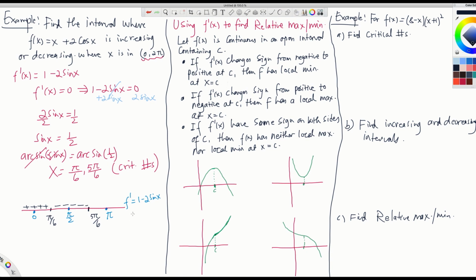Now let's plug in pi. So 1 minus 2 sine pi. Sine pi is 0, right? So 1 minus 2 times 0 is just 1 minus 0, right? So 1 minus 0 is just 1, so it is positive.